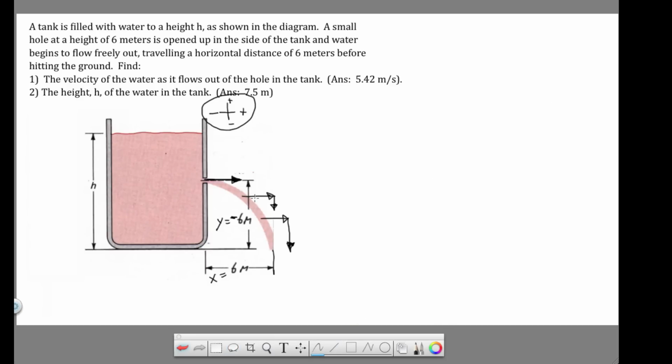Okay, the second question is asking us to find what this H is. How high is the water in the tank measured all the way from the bottom? Well, if we look at this, we already know the height for this part. This part right here is 6 meters. So really what we're looking for in this problem is this other height here. This is the height that we're trying to solve for, from the hole up to the top of the water. And then whatever that height is, we're just going to add the 6 meters.